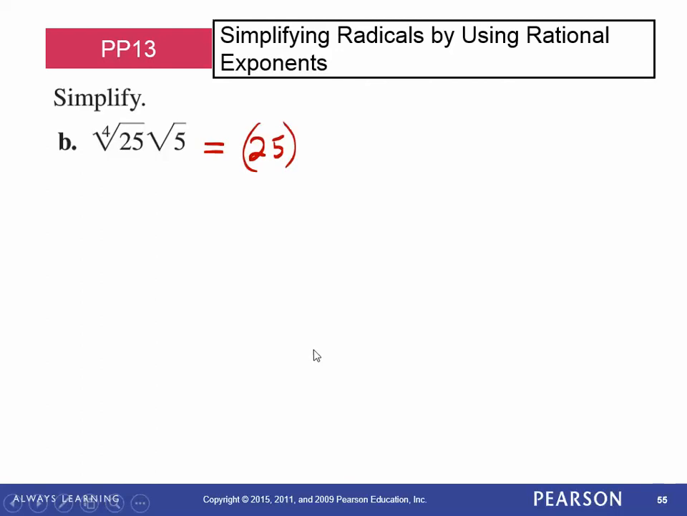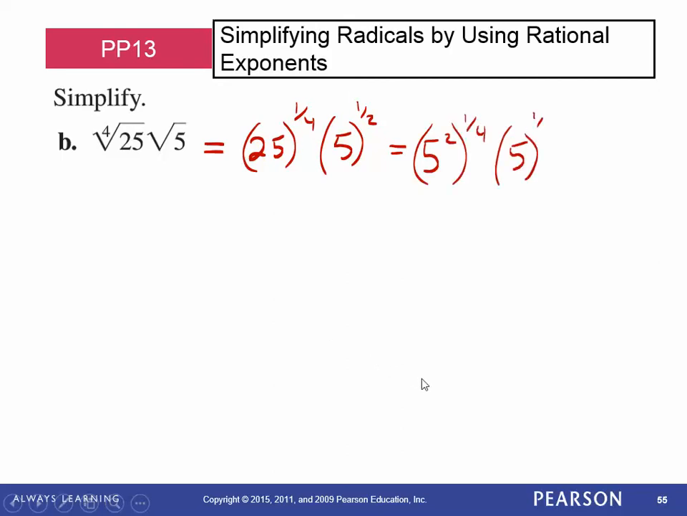Technically, this means 25 to the 1/4. The other one means 5 to the 1/2. Well, you still can't put things together because you still have to have the same base. But I know that 25 is actually 5 squared. So this really means 5 squared to the 1/4 times 5 to the 1/2. So let's simplify this some more. What happens if we have an exponent inside a parenthesis and an exponent outside the parenthesis? We're going to multiply these together.